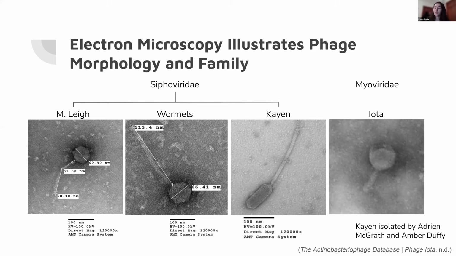While there are multiple different families of phages, the other major type of phage isolated in this course is the Myoviridae phage, as seen here in IOTA. Myoviridae phages have a tail length that is approximately equal to its head diameter, and they also tend to have contractile machinery near the base of the head on the tail, while it's not very obvious in this particular picture.